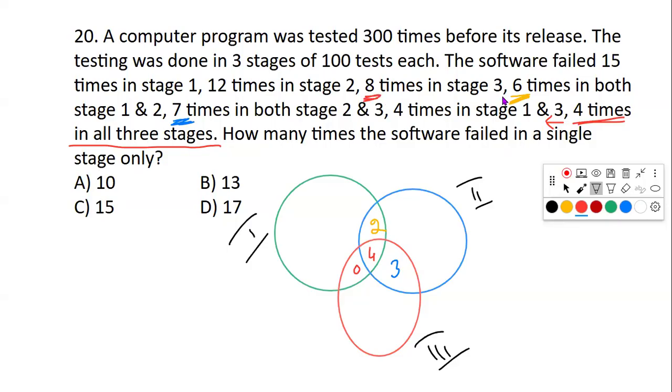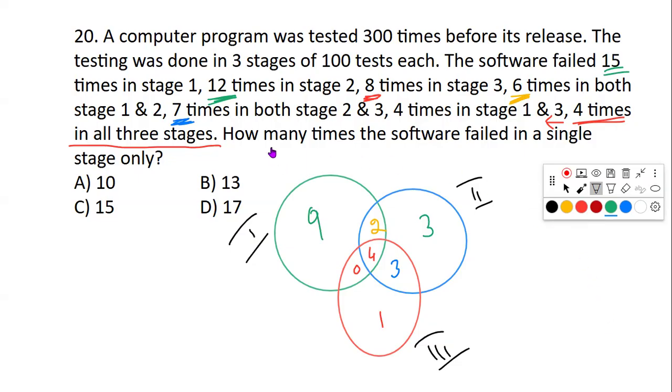8 times in stage 3. Where is stage 3? You will put only 1, because stage 3 has 4, 3, 7. And the next one, 12 times in stage 2. Stage 2 has 4 plus 3, 7, plus 2, 9. So you will put only 3. And 15 times in stage 1. 4 plus 2, 6 is there, so I'll put 9.